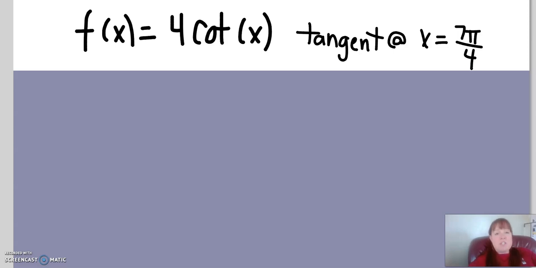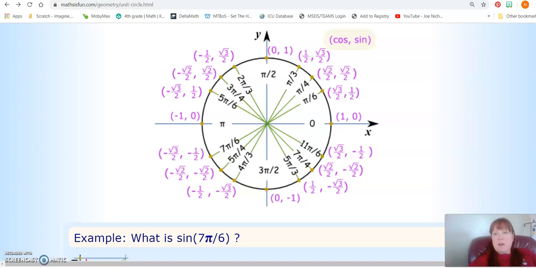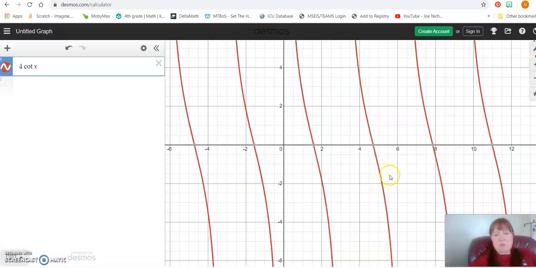We're looking for the equation of a line tangent to the curve 4 cotangent x at x equals 7 pi over 4. I'll show you what the curve looks like. You don't have to know what this looks like, but this is what it looks like. And we're looking for the line that touches this curve right at 7 pi over 4, which is about 5.5-ish.